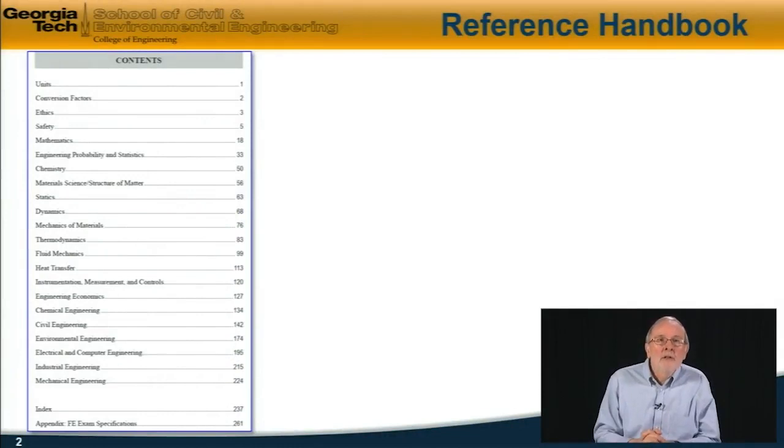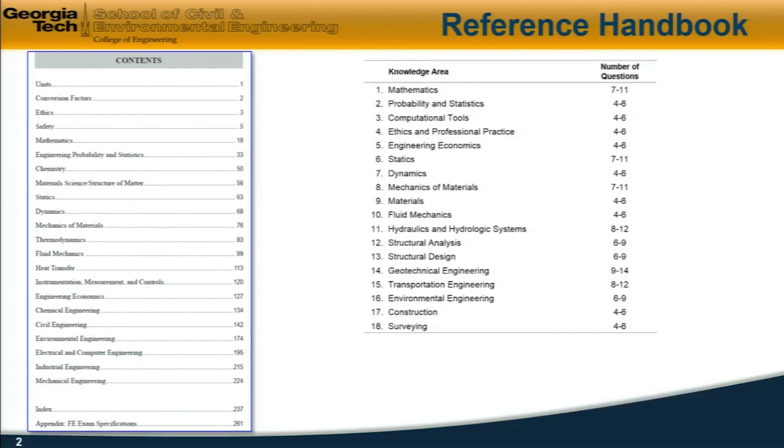I'd like to continue my introductory remarks with a few more comments about the reference handbook. Here is the table of contents, and as you can see, it begins with a discussion of units, which I'll talk about in a minute, then conversion factors, then ethics, safety, etc., and a number of topics related to the knowledge areas. However, this table of contents doesn't correspond exactly to the list of the 18 knowledge areas which I mentioned. There isn't an exact correspondence between them.